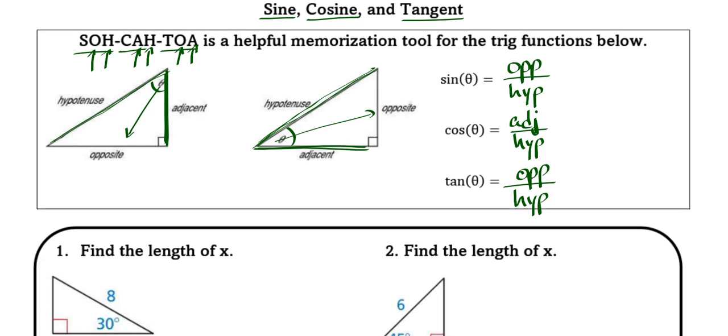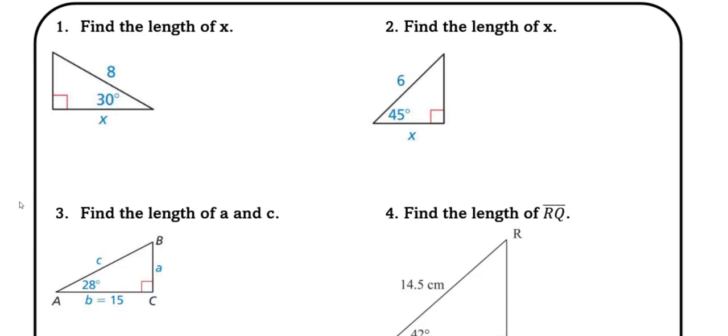All right, so let's use some trig functions. We're going to try to find the length of x. We don't really know what trig function to use until we see what information we're given. So this is our angle that we're referencing. We are looking for this side, which is the adjacent side, and we're given this side, which is the hypotenuse. So we're talking about the adjacent side and the hypotenuse. The trig function that relates those two things is cosine.